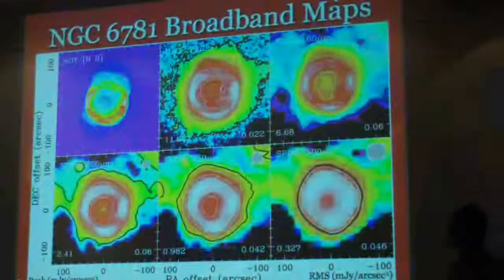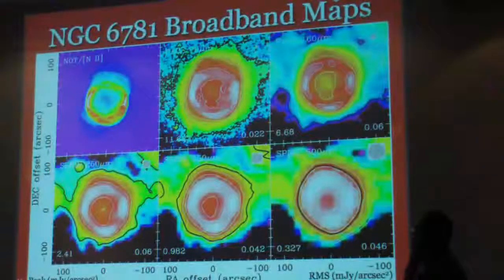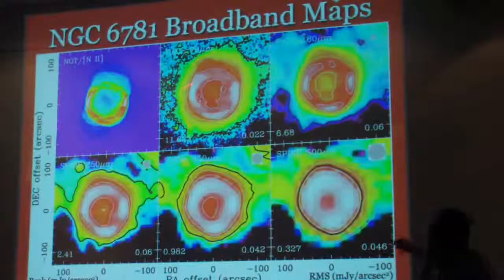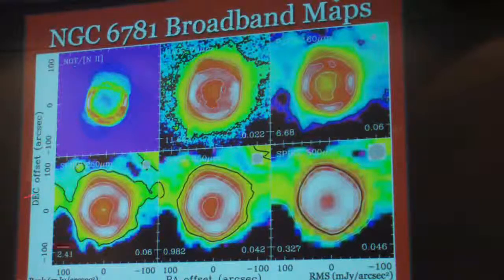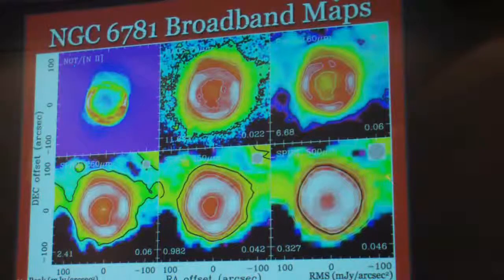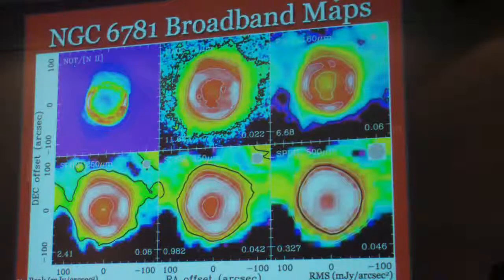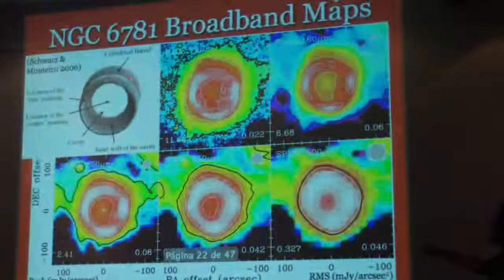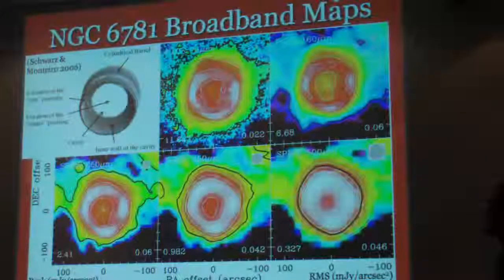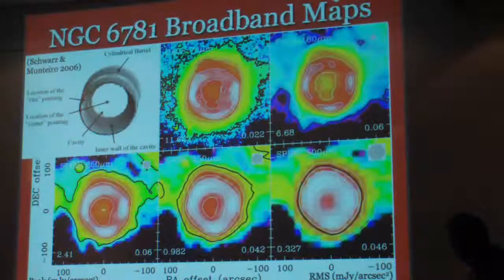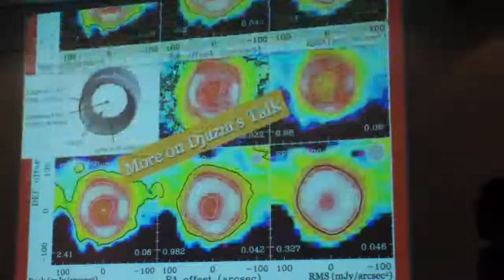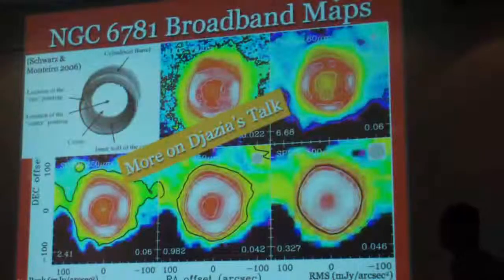So here are the broadband images. Here is NGC 2346 in false color, and this is 70, 160, 250, 350, 500 microns, resolving this ring structure. This is actually almost a classic bipolar nebula, with a structure like this. This is taken from Schwarzman table 6. But this is going to be talked about by Jajela Zhao next to me from Skip. So more is coming in the next talk.